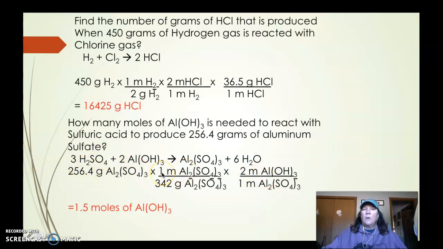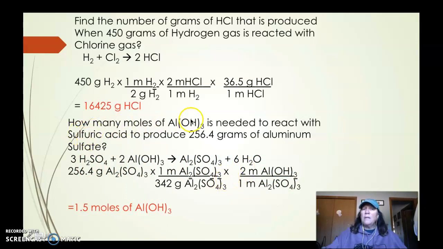All right, and then the question says, how many moles of aluminum hydroxide? So now I need my balanced equation. And again, if you don't have one of these, you can't do stoichiometry. So I put 1 mole of aluminum sulfate because that's what I got here, and I'm looking for aluminum hydroxide, so I put that on top and I got a 2 there. If I was looking for water, I'd put 1 mole of aluminum sulfate and 6 moles of water on top. Whatever the coefficient is in front, that's what you use.